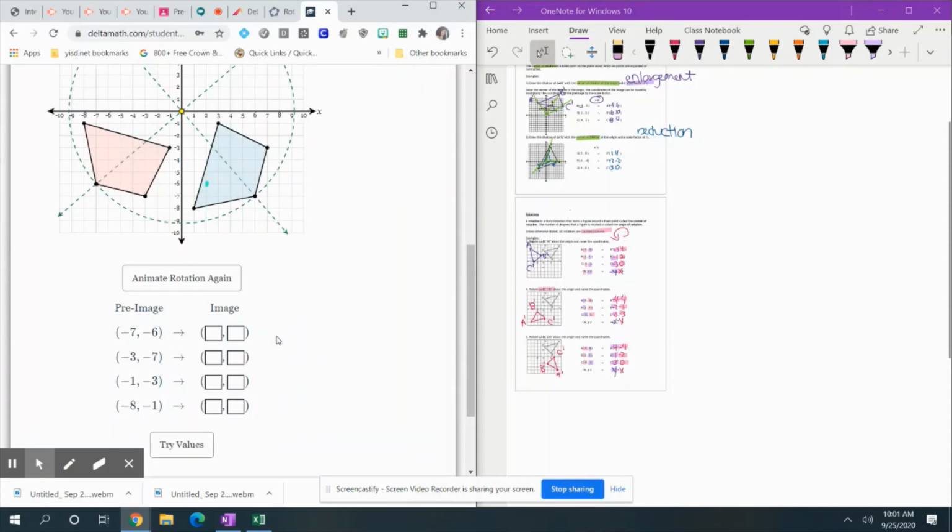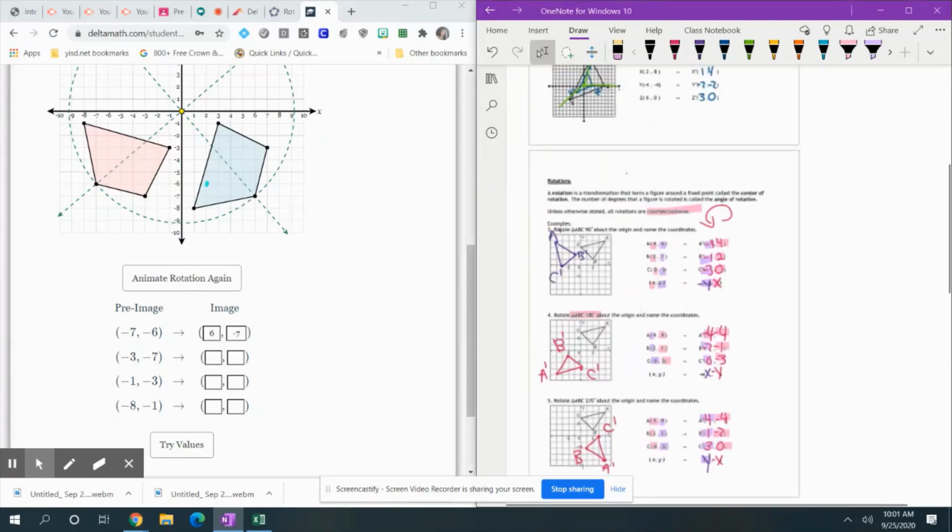And then they want us to write the new point. So the pre-image was -7, -6. And so then the new point is going to be 6, -7. Now you can also use your notes on here.